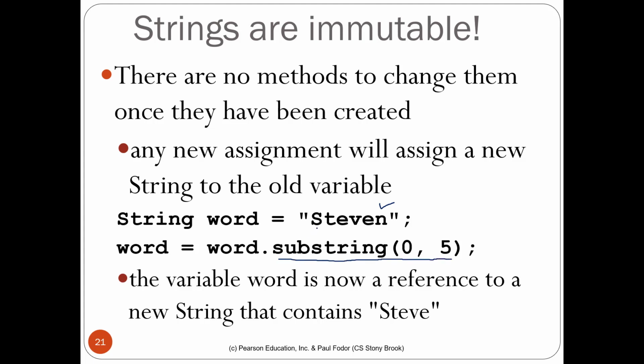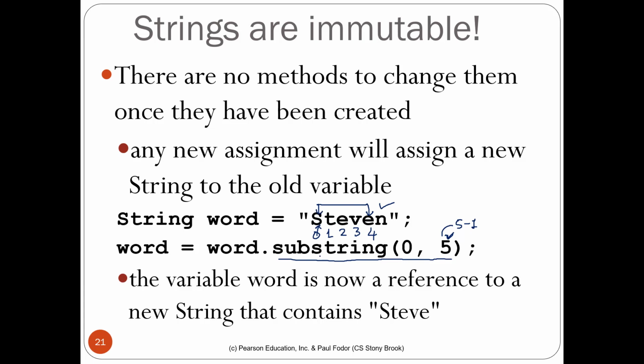So you start with 0, which is right here, 0, 1, 2, 3, 4, 5. But this last index is not included. It is always less than the last index, 5 minus 1. So you start from 0, 1, 2, 3, and 4. The fifth is to be skipped. So the result is Steve.